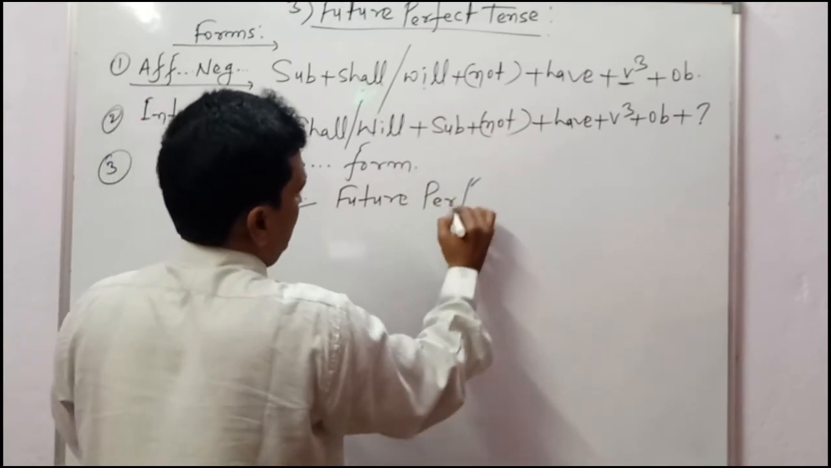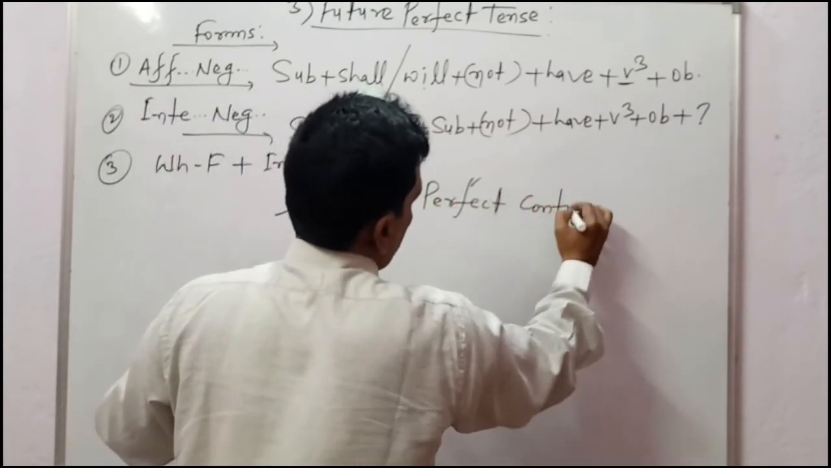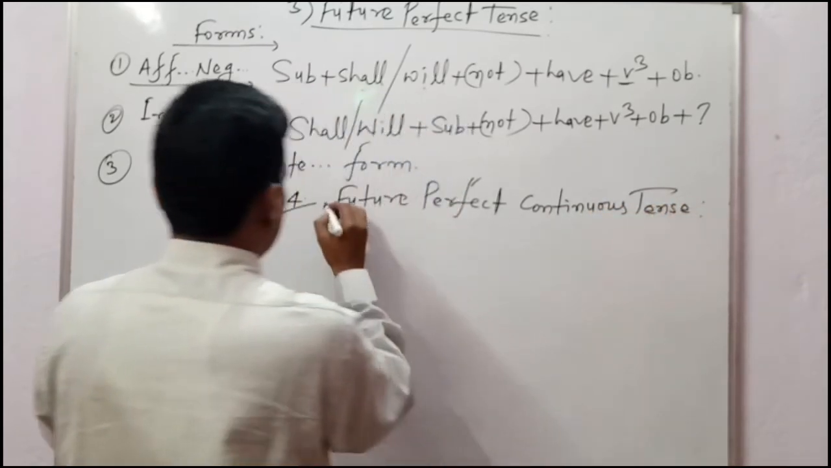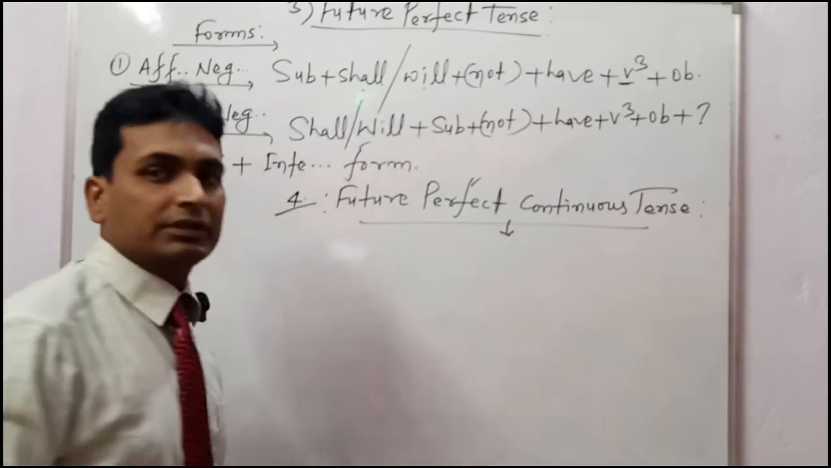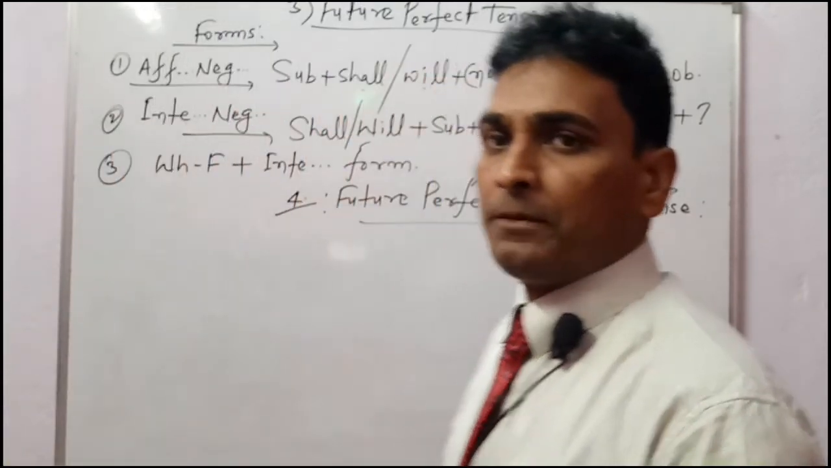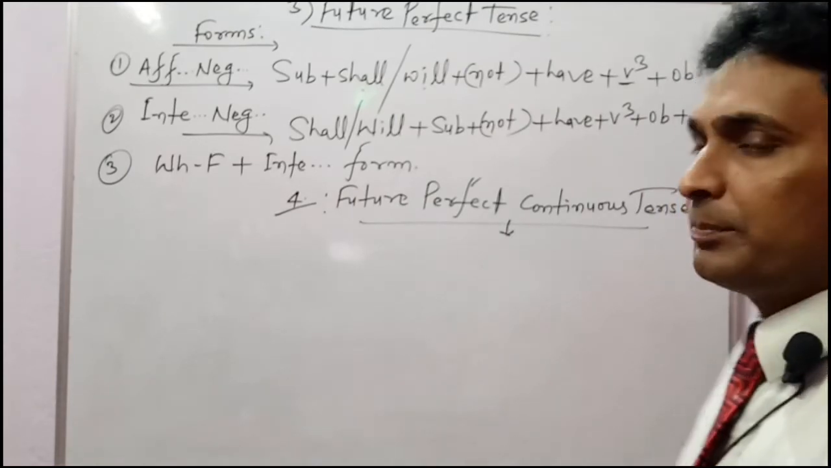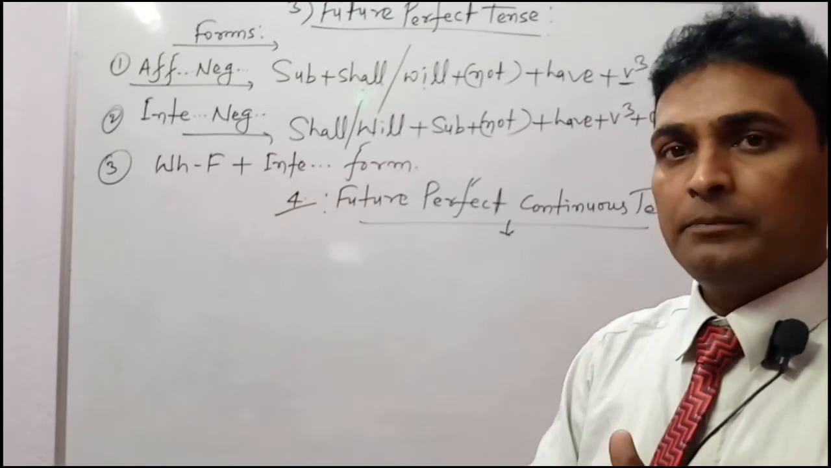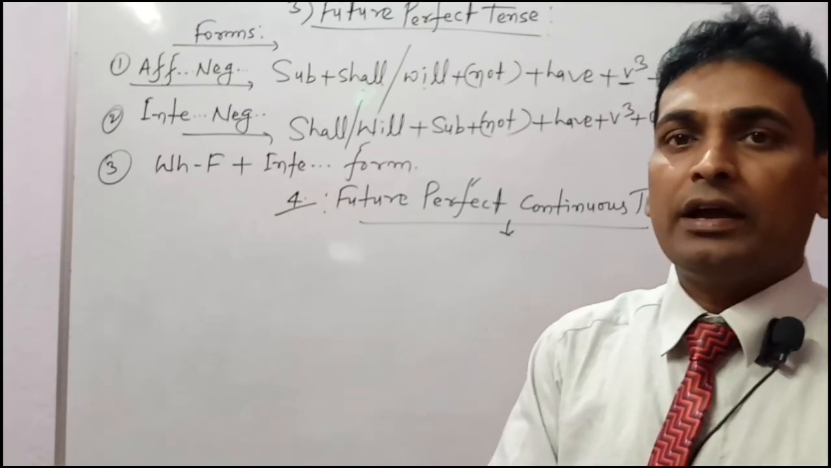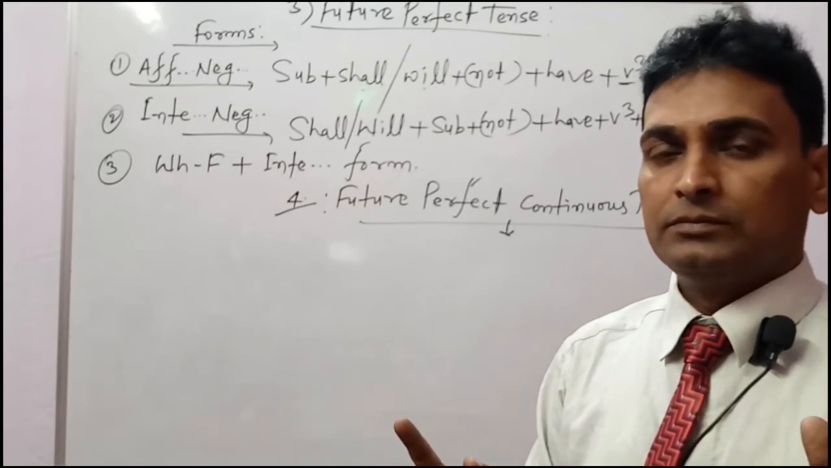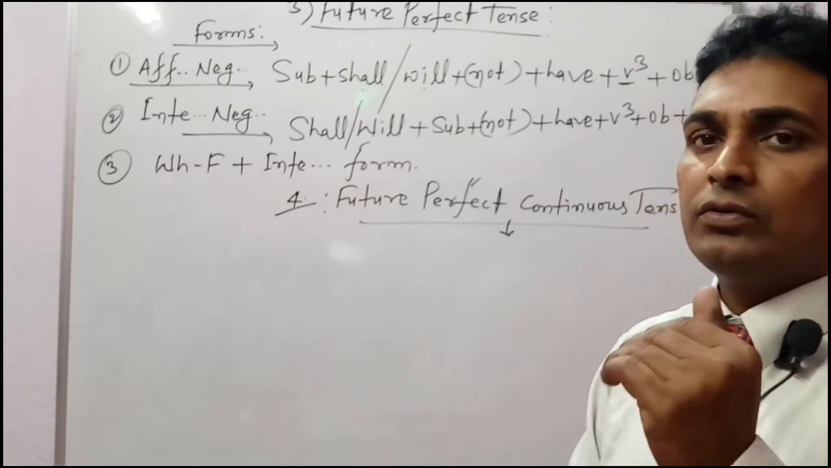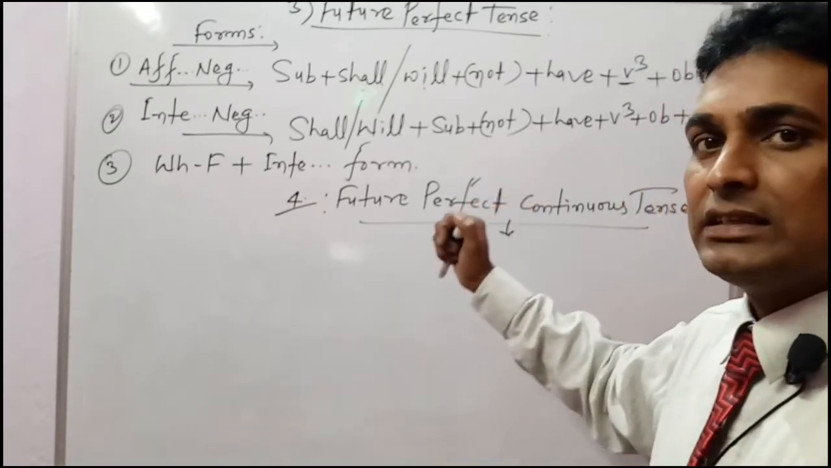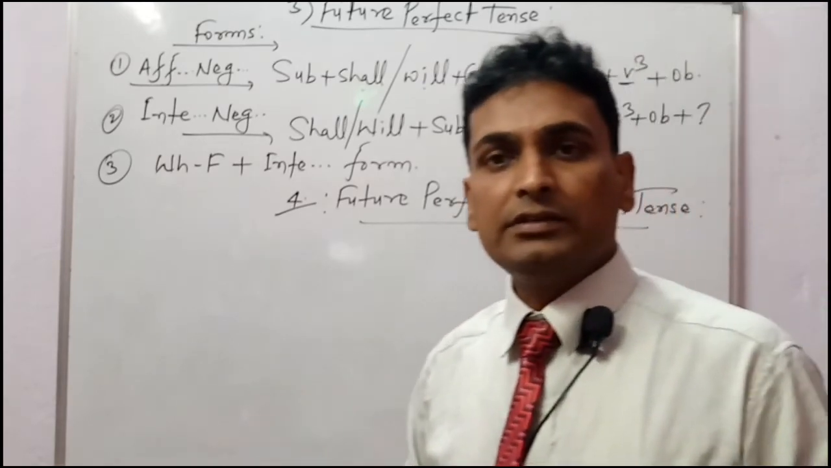Future perfect continuous tense, right? So this tense too will have time denoting words, right? But here one thing you have to remember, at the place of since and for, right? The use of for will remain the same, but at the place of since you have to add from. Always remember. At the place of since you have to use from, as since is not used in the future tense, right?